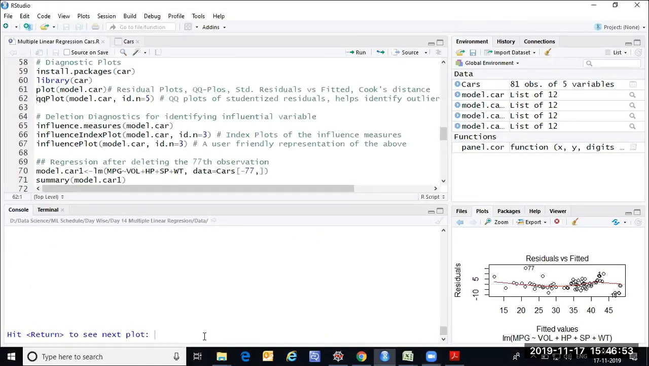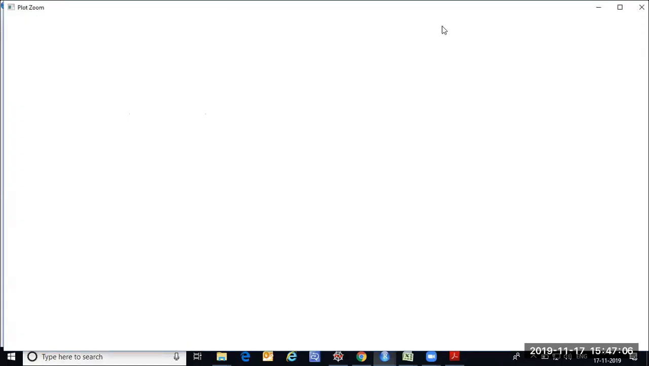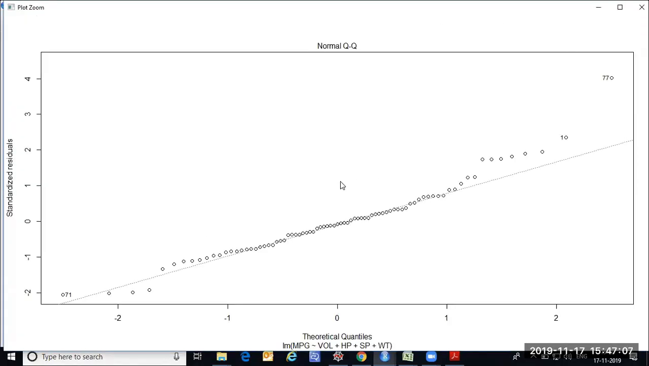Now, we are not yet done. I just executed this plot of the base model which we built. I'm hitting enter again, so it generated another graph. Which plot is this? QQ plot. What does it tell? Linearity. There's a QQ plot of the standardized residuals.